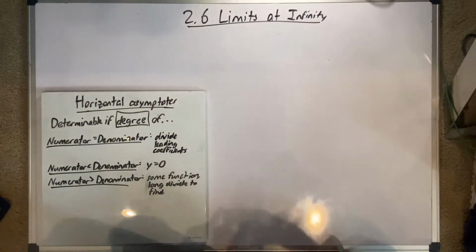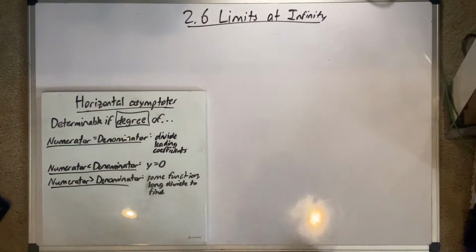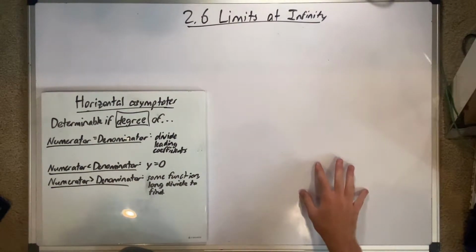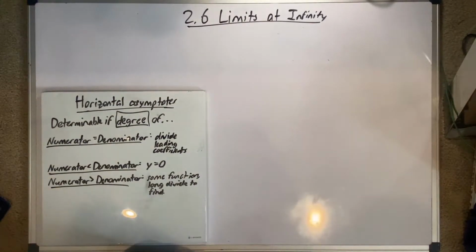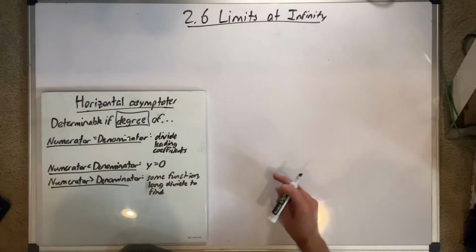That's why those front coefficients work like that. So basically, as far as infinity is concerned, the only variables necessary in any rational function are the leading variables. So now let's talk about if the numerator is less than the denominator.